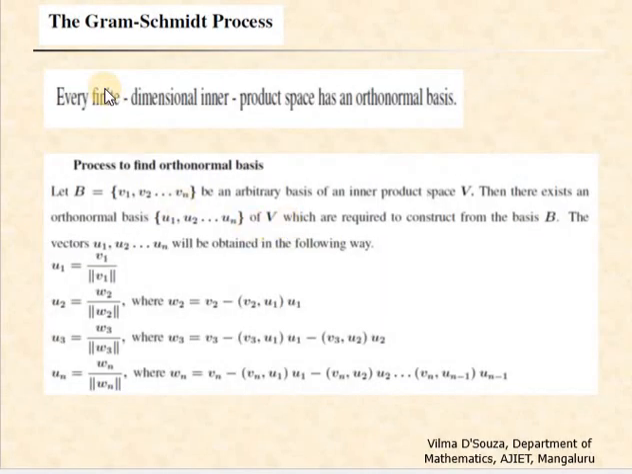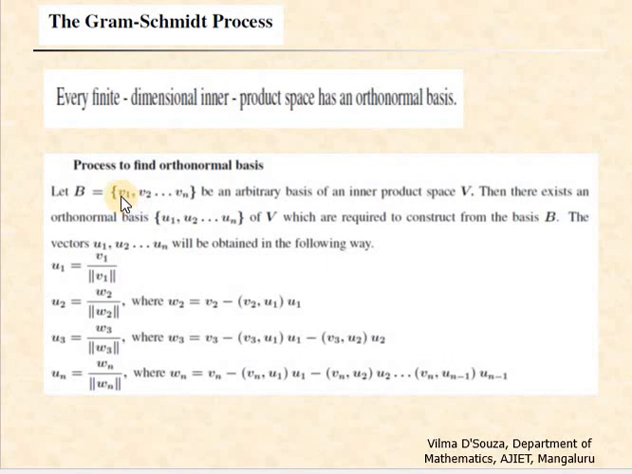Now, what is the Gram-Schmidt process? This process is used to find the orthonormal basis. Note this down: every finite dimensional vector space has an orthonormal basis. And how do you find that orthonormal basis? This process is known as the Gram-Schmidt process. So let me explain the process.